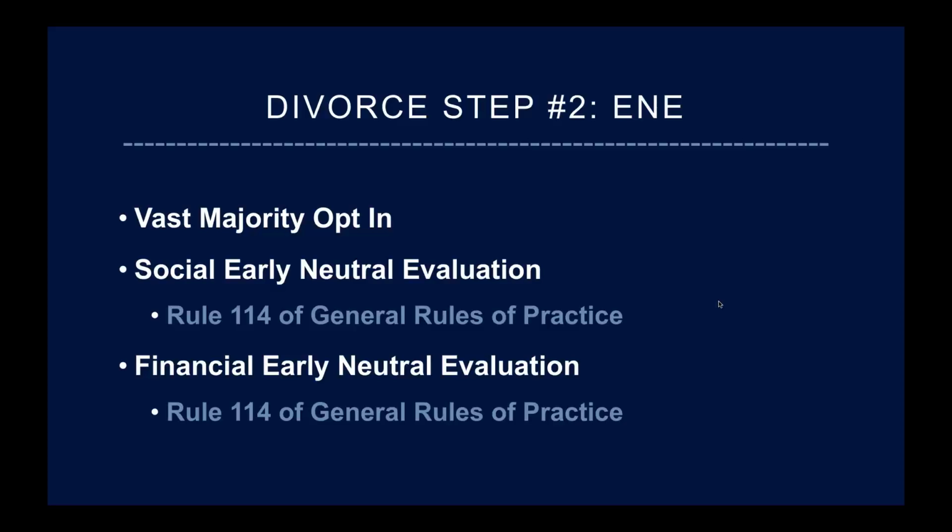And that early neutral evaluator will talk to the lawyers, talk to the parties, and arrange for a session. A social early neutral evaluation is done with a male-female team to avoid the perception of gender bias, whereas a financial early neutral evaluation is done by one evaluator, either a lawyer or a CPA. There's a number of good CPAs on the list that help families through these types of issues as well.